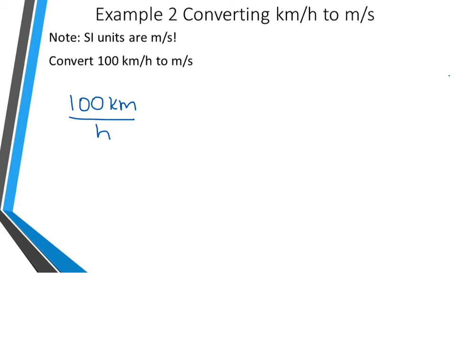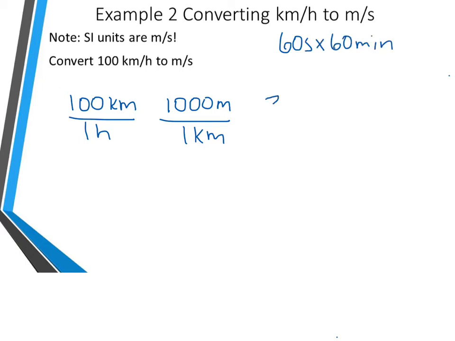And then I'm going to start. So I want to go to meters, and I know there are 1,000 meters in 1 kilometer. So we can put the 1 in there for the hour too if you'd like. And then for how many seconds are in an hour, you have 60 seconds in a minute, and you have 60 minutes in an hour. So that gives you 3,600 seconds in 1 hour.